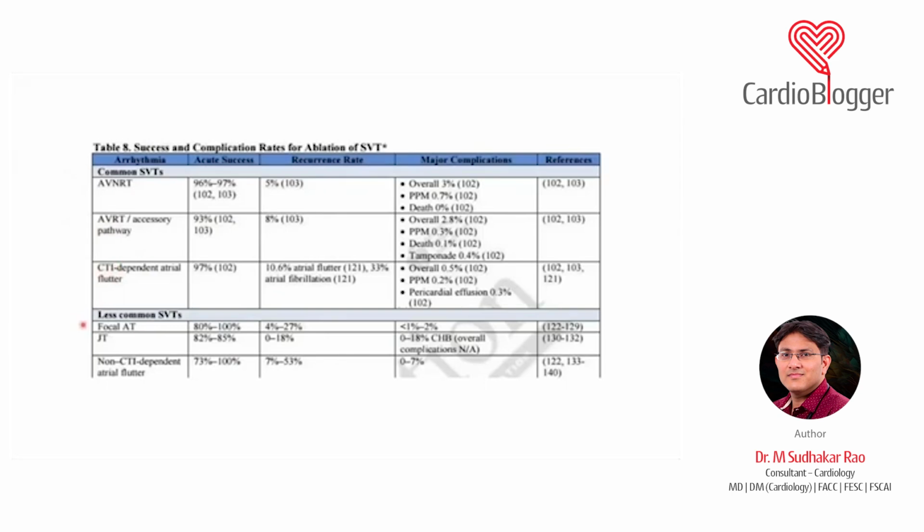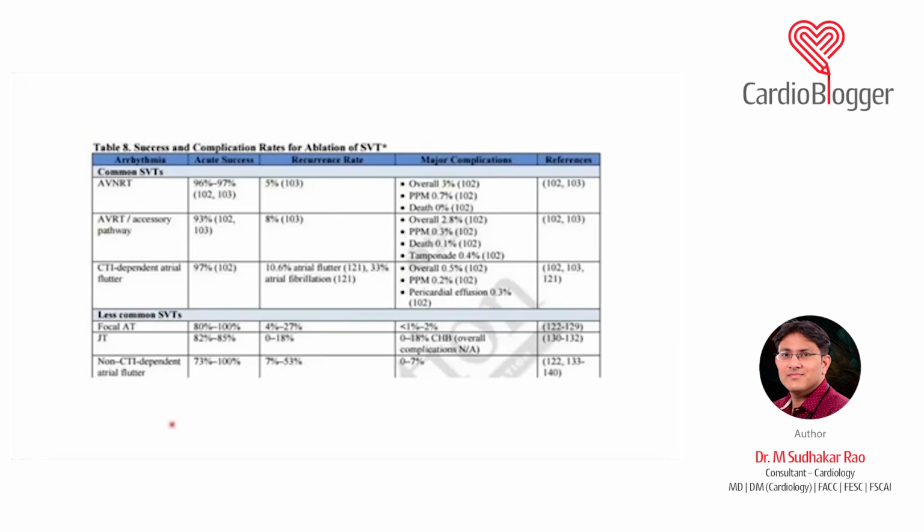We know the most common is counterclockwise around this junction, where they have a negative sawtooth wave in an inferior lead. That is the most common pattern. If it is a positive sawtooth appearance, it is clockwise, and it is not very common. So if it is CTI dependent, the success rate with catheter ablation is very high. The success rate comes down if you have atrial tachycardia, junctional tachycardia, and a non-CTI dependent atrial flutter.